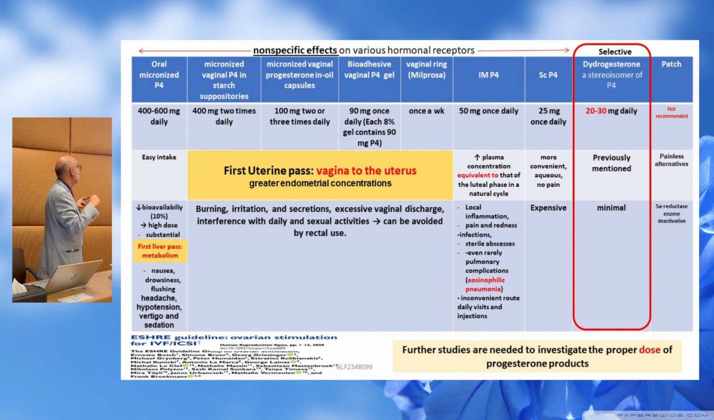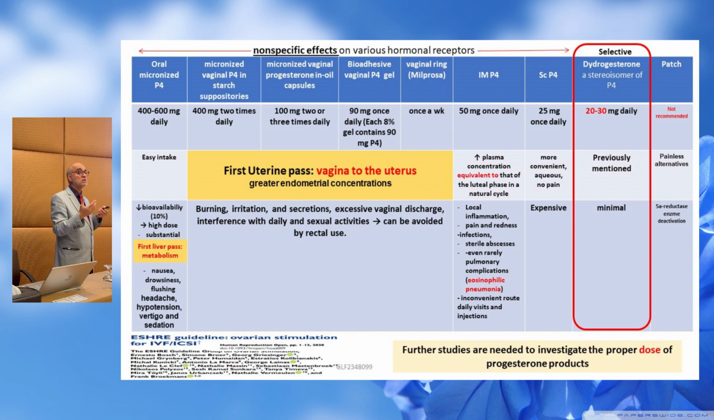As I told you, regarding vaginal micronized suppositories, 400 milligrams once or twice daily. So you can give the patient 800 milligrams, versus 20 to 30 milligrams. If you give the gel, you will give 90 milligrams once daily or twice daily.